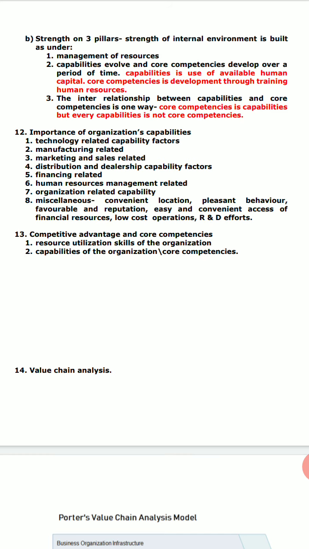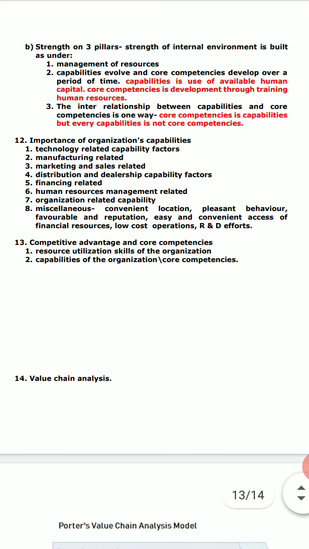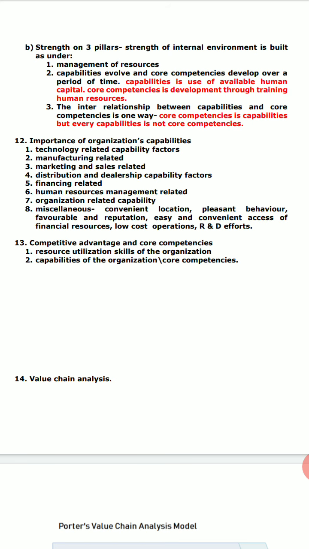Number one is management of resources. I told you earlier also that it is not the availability or non-availability of the resources which is important, but it is the strategic management of these available resources which contributes to the success or maybe the failure of the organization at times, right? So proper management of the resources helps to bring success, and improper strategic management will create problems or lead to failures, right? So that becomes the first pillar.